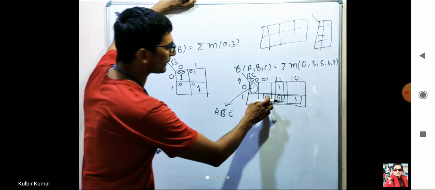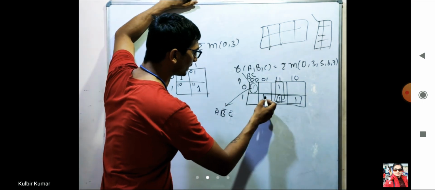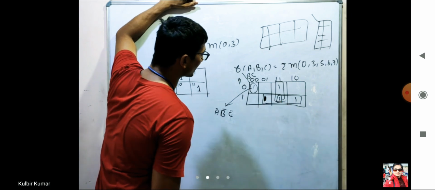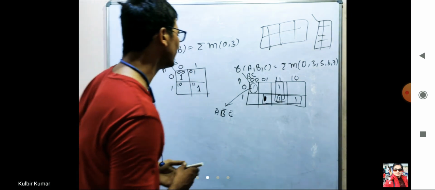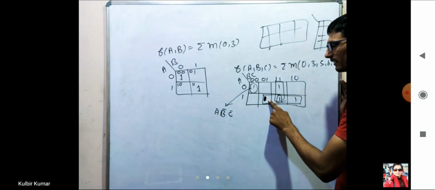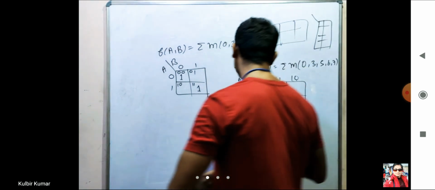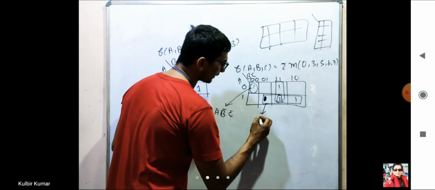For this pair let us see, ये पेयर, इस पेयर में कौन कौन से वंस आ रहे हैं? This one and this one. So इन दोनों सेल्स में कॉमन क्या है? Listen one thing, इस सेल में ए बी सी की वैल्यू क्या है? It is nothing but A B complement C. और यहाँ पे क्या है? A B C. दोनों में कॉमन क्या है? A C. So corresponding to this pair, I can write mean term AC.